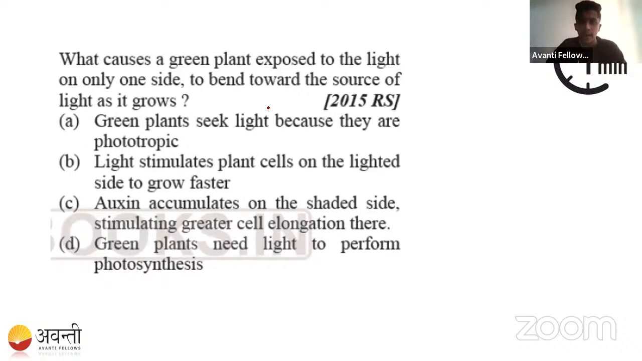What causes a green plant exposed to light on only one side to bend towards the source of the light as it grows? Your options are: green plants seek light because they are phototropic. Next one is light stimulates plant cells on the lightened side to grow faster. Auxins accumulate on the shaded side, stimulating greater cell elongation there. Next one, green plants need light to perform photosynthesis. So here are your options, and I'll launch the poll again.